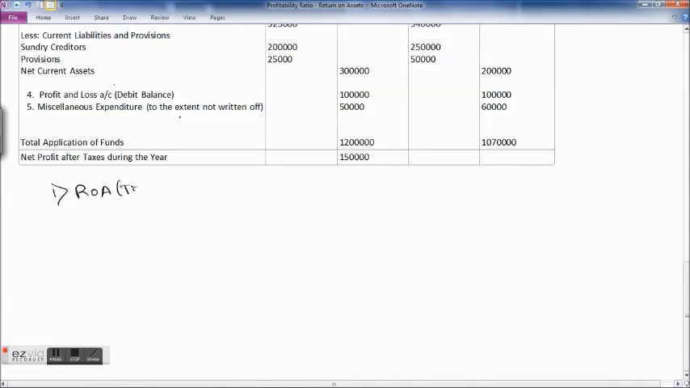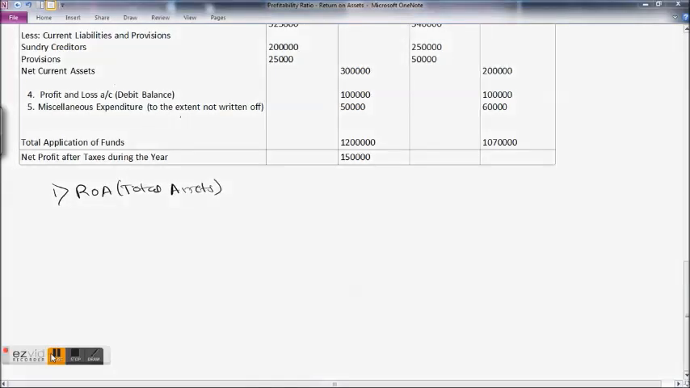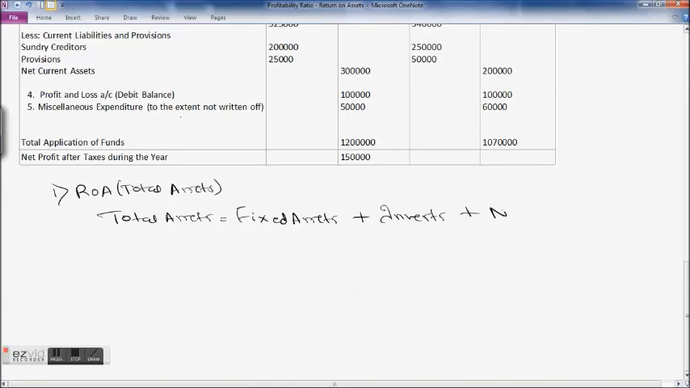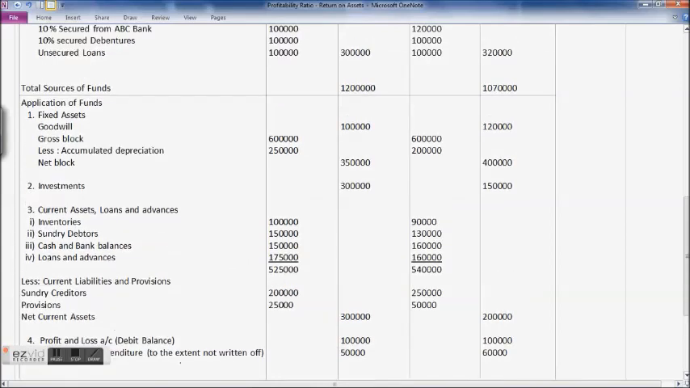Return on assets, total assets. Okay, so let's find this out. Total assets will be fixed assets plus investments plus net current assets. So let's see how much the fixed assets are. So average total assets will be equal to what? Fixed assets means intangible as well as tangible assets.